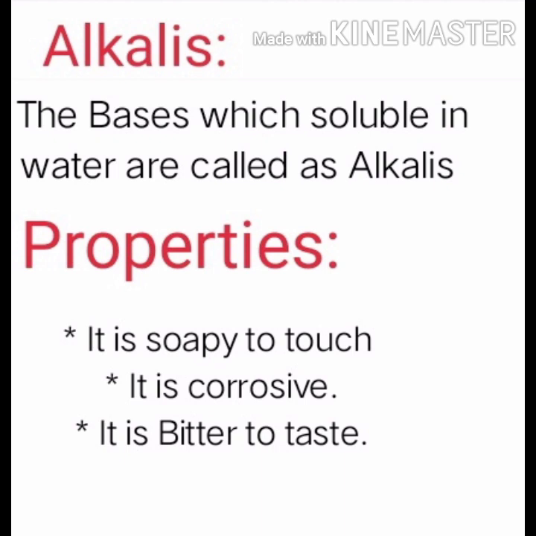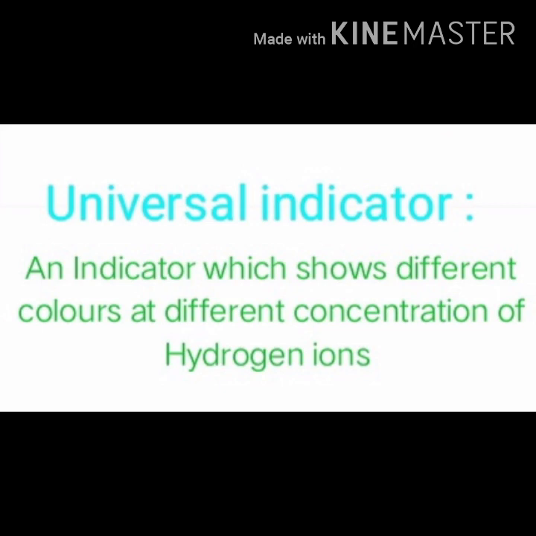Alkalis. The bases which are soluble in water are called alkalis. Properties of alkalis are that they are soapy to touch, corrosive, and bitter to taste. Next, what is a universal indicator? An indicator which shows different colors at different concentrations of hydrogen ions is known as universal indicator.